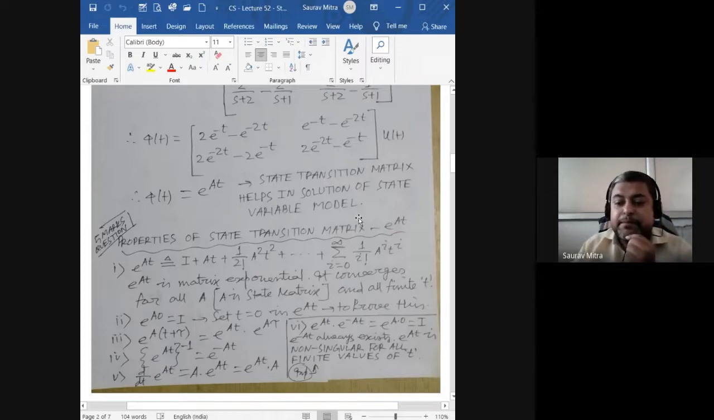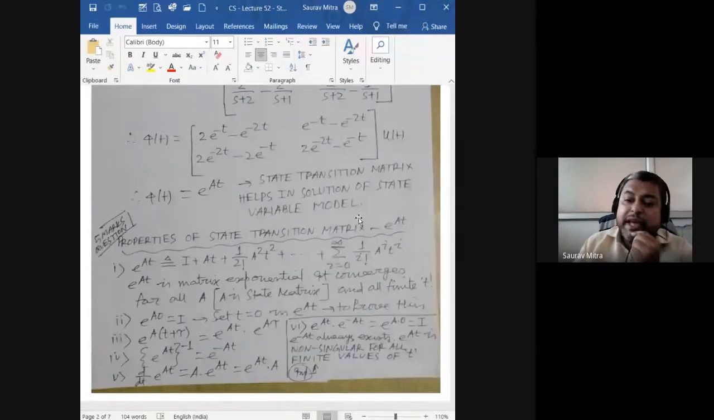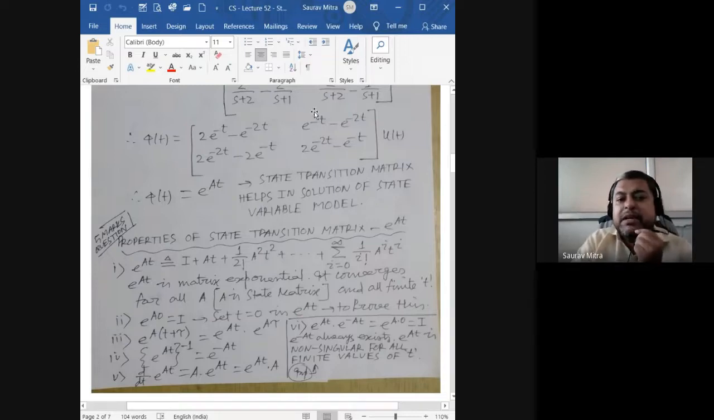So let it be a homogeneous system, let it be a non-homogeneous system. For any solution of state variable, first you have to find the state transition matrix. And with this state transition matrix, if you multiply x0, the dimension of x0 is again 2 cross 1. So just with this phi t, if you multiply x0, done. That is the solution of the homogeneous system.